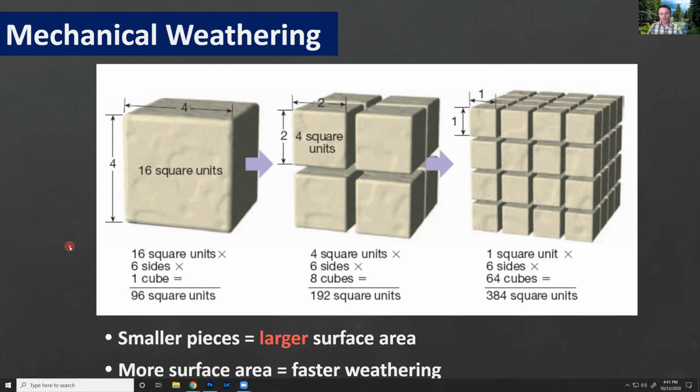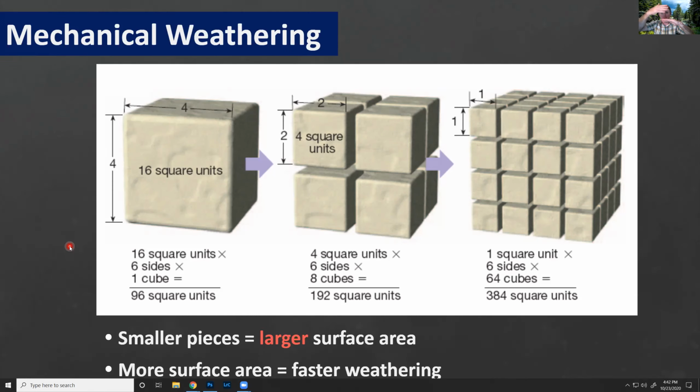So it just says the more surface area equals faster weathering, Kelly, if you can see that. The reason why a bunch of sugar will dissolve faster, and the reason rocks will break down faster if they're smaller, is it has more surface area to it.